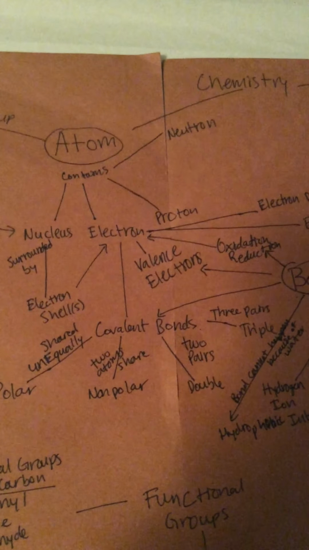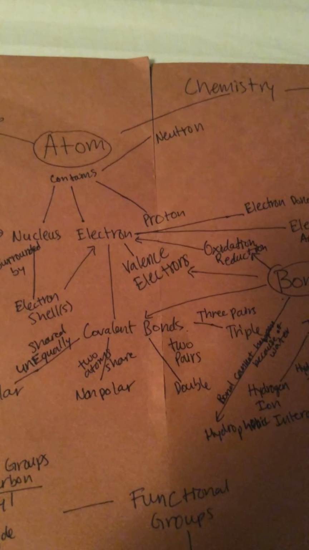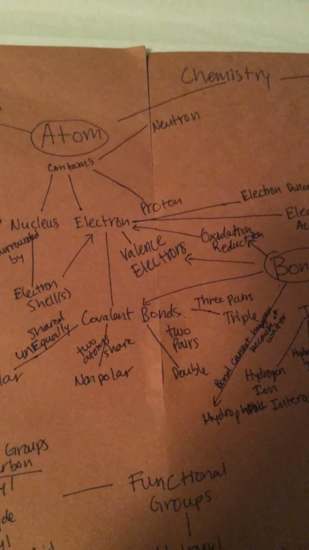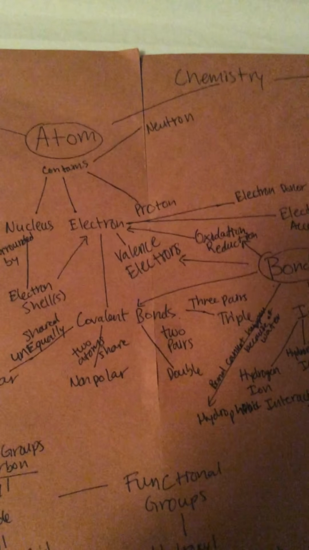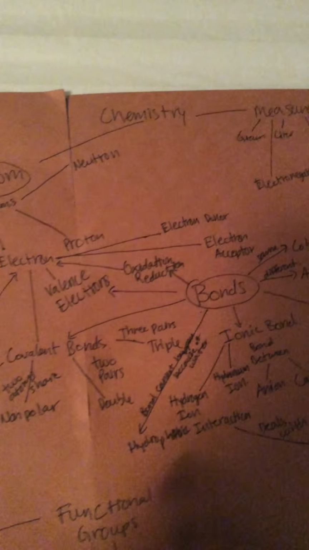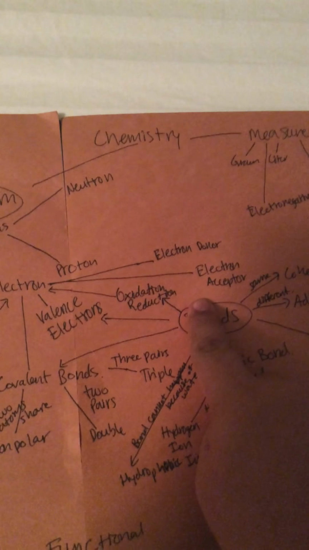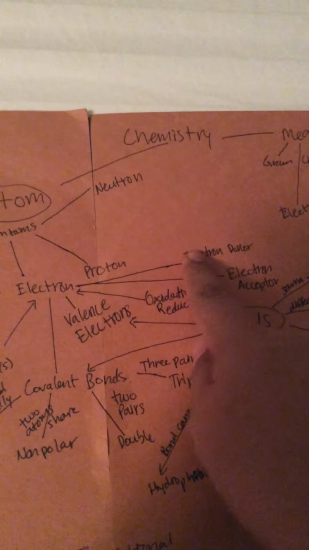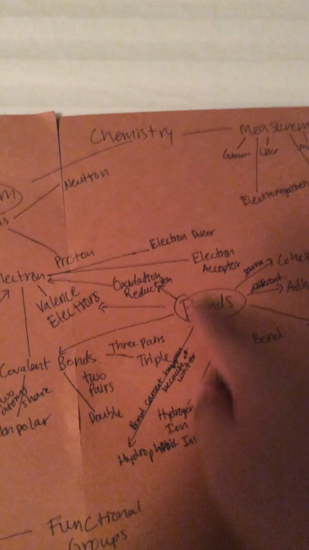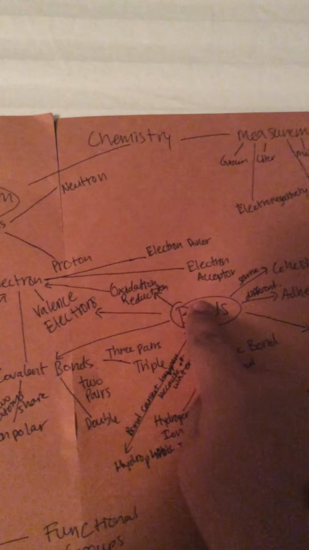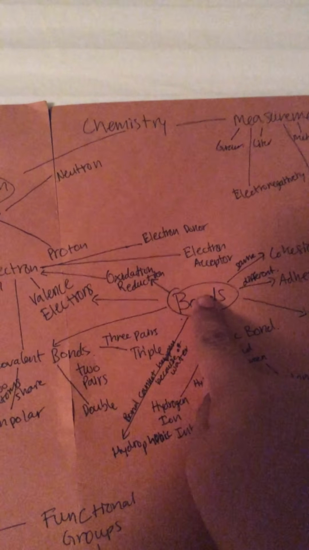Valence electrons are used in the formation of chemical bonds. There are substances called an electron donor and an electron acceptor. So there are substances that donate, and there are some that accept, and that is their purpose. One donates, one accepts.